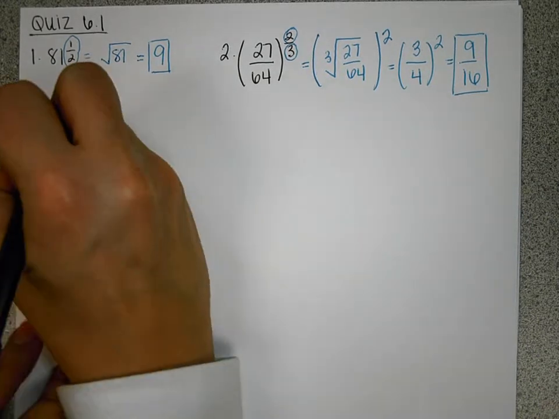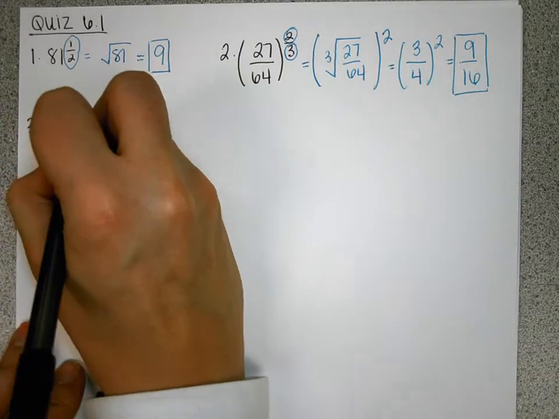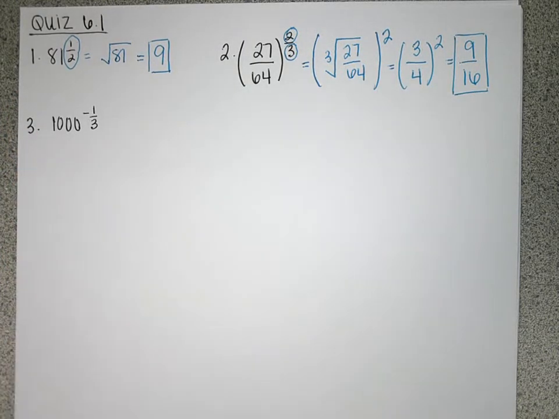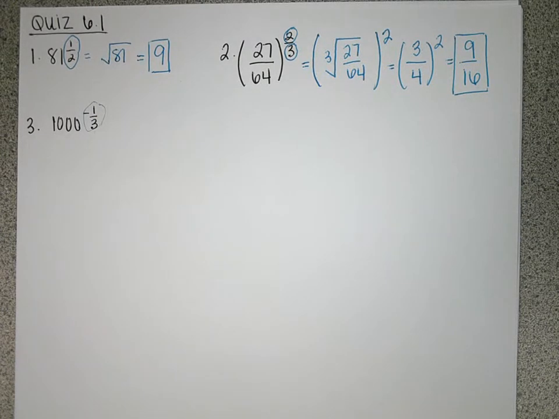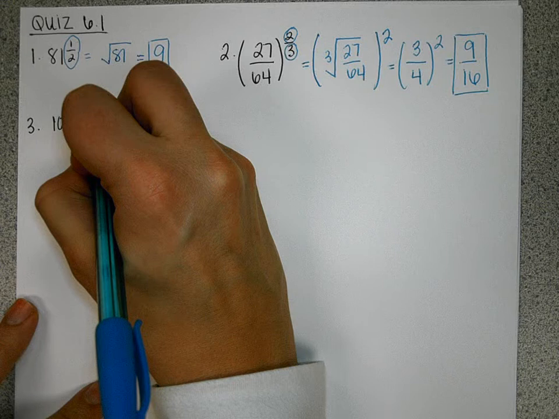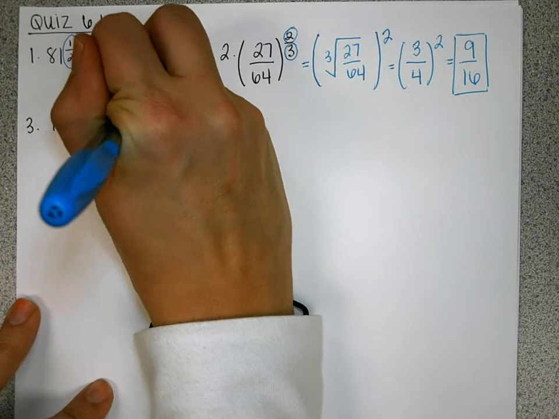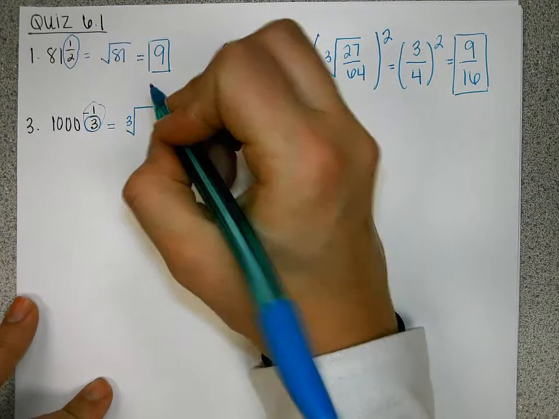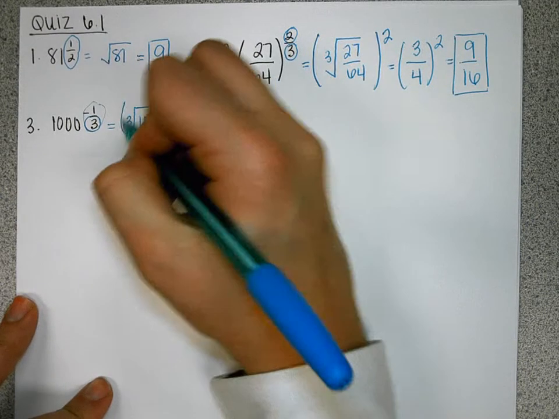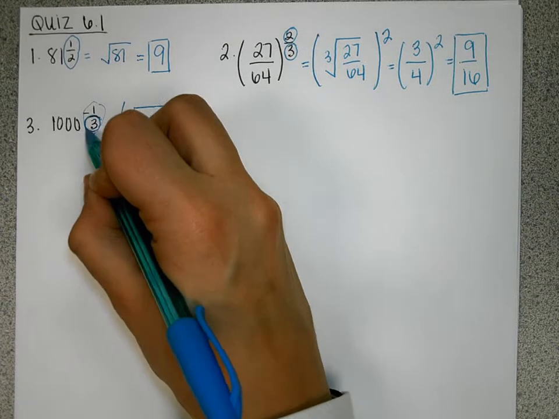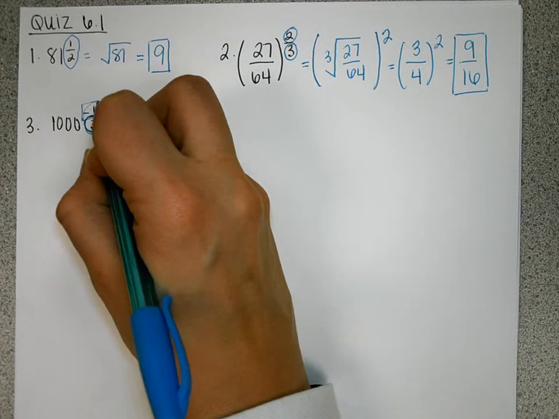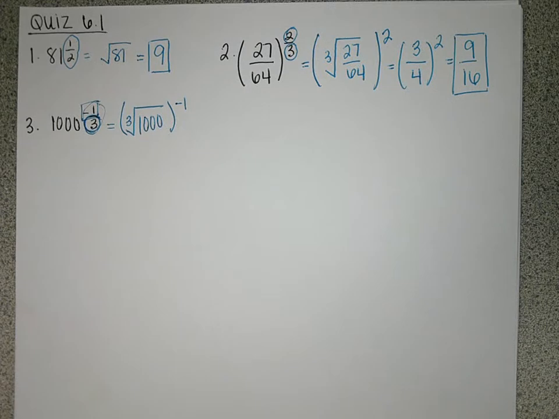Number 3, we have 1,000 to the power of negative 1/3. We do have a negative exponent here. My suggestion is that you rewrite it first and simplify, and then take care of the negative exponent last. So our index here is 3. So that means I'm taking the cube root of 1,000 and raising it to the negative first power. So your denominator is the root, the numerator is the exponent. So you have to keep that exponent.